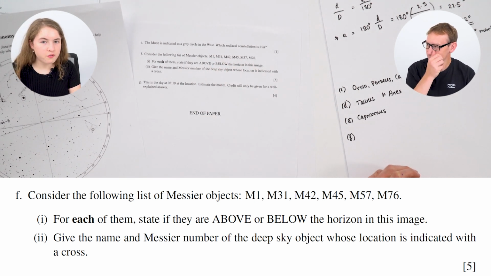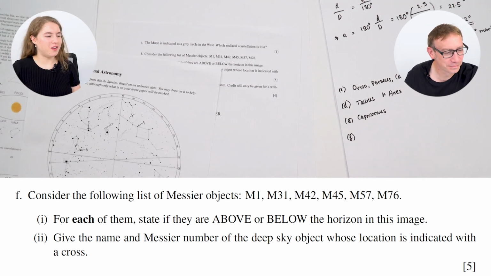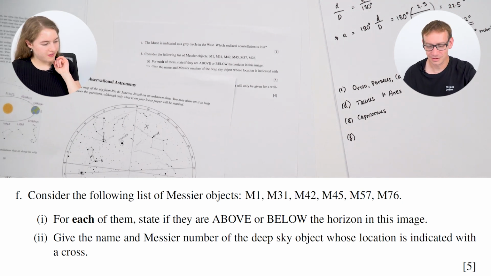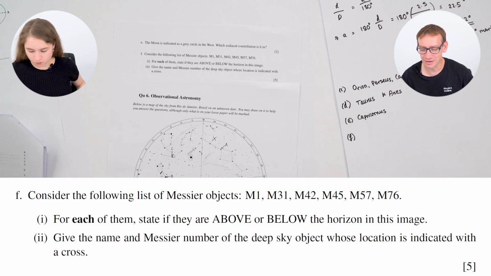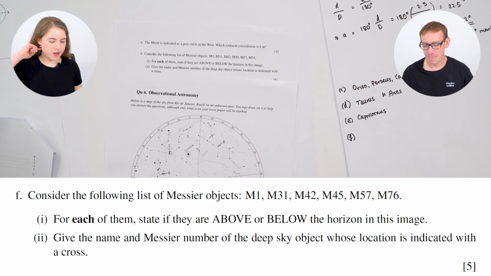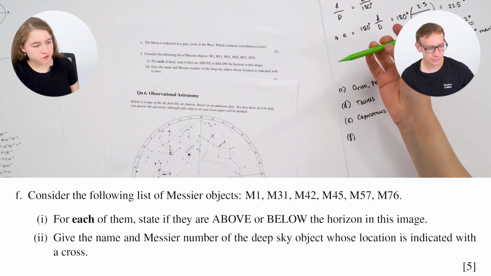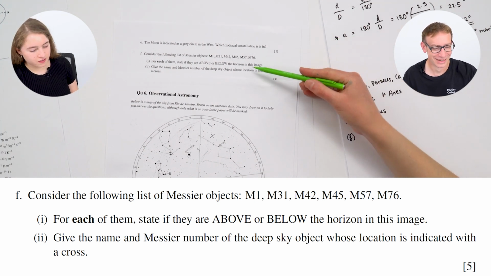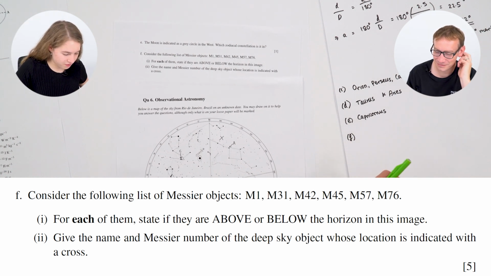Whilst there are 4 Messier objects that you need to know for the Astro Challenge, there's a bit more that you need to learn for round 1. For each of them, state if they are above or below the horizon in this image. Well, the first thing to do would be to find them. And one of the nice things about these questions is that if you do forget a few things, you can just guess. Considering there's a 50% chance of getting it right, you can guess if it comes down to it.